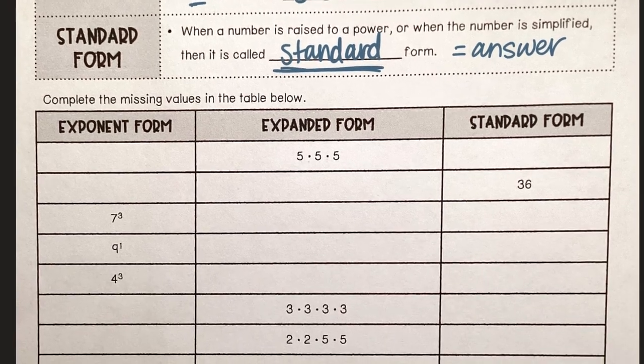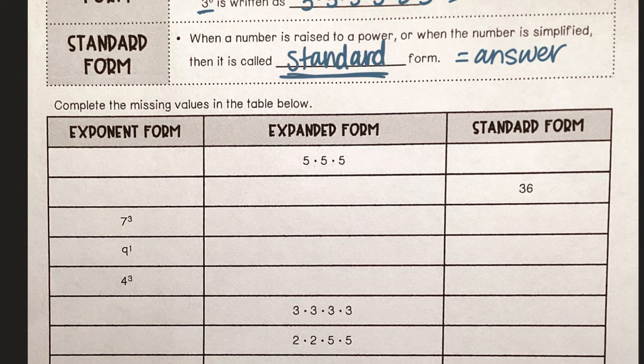So we're just going to do a couple of these now. This is complete the missing values in the table below. If this is my expanded form, 5 times 5 times 5, then that means that I have 5 to the 3rd power, or 5 cubed, okay? My standard form is going to be my answer. So I know 5 times 5 is 25, and then I need to take my 25 and multiply it again by that 5. 25 times 5, I know, is 125. So my standard form would be 125. That's my answer.